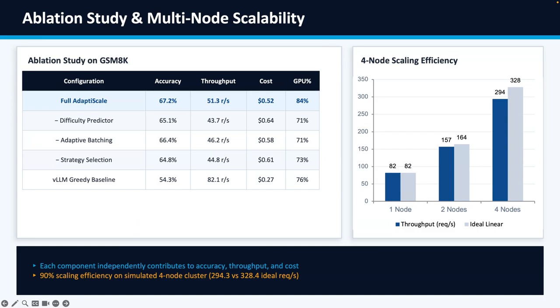The scalability chart on the right side shows our simulated four-node cluster results, going from one node at 82.1 to our two-node at 156.8. At four nodes, we achieve 294.3 requests per second against the ideal of 328.4. That's a 90% scaling efficiency. The near-linear scaling is possible because best of n sampling is embarrassingly parallel. Each candidate can be generated independently across nodes with minimal cross-node communication for results aggregation.